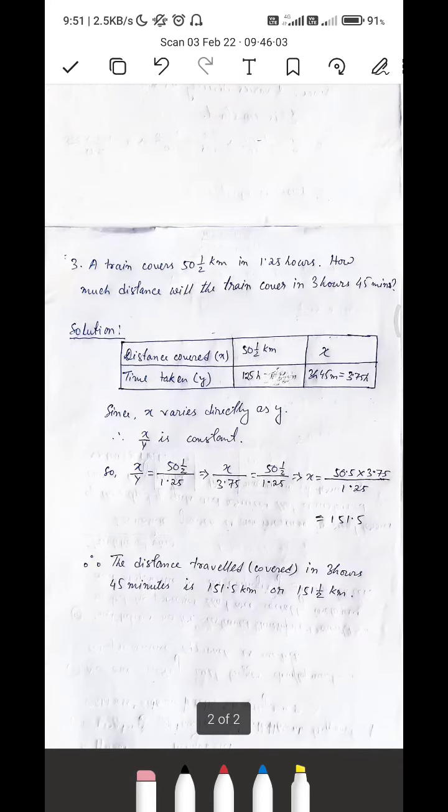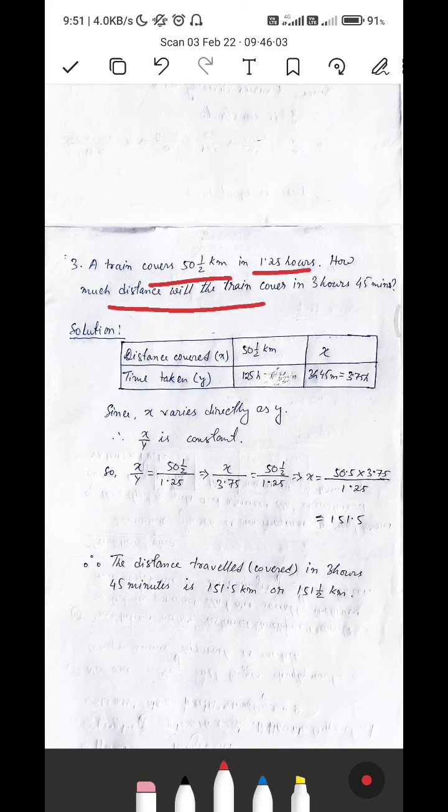Okay, next question now. A train covers 51 by 2 kilometer in 1.25 hours. How much distance will the train cover in 3 hours 45 minutes? Now one more thing, students, again the units are different. Here the unit of time is hours, here it is both hours and minutes. So we'll have to convert these minutes into hours.